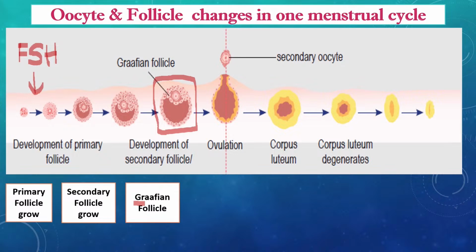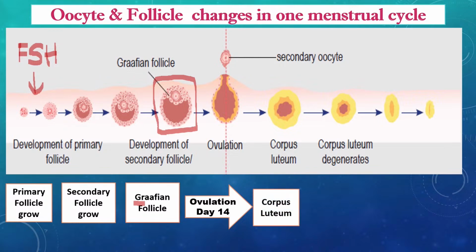So the Graafian follicle is now ready, and on day 14 ovulation occurs, where this Graafian follicle will rupture, releasing the secondary oocyte. After ovulation, what happened to this Graafian follicle? No more oocyte in it. It becomes an empty bag. So what happened to the empty Graafian follicle? It becomes corpus luteum. The empty Graafian follicle after ovulation forms the corpus luteum.